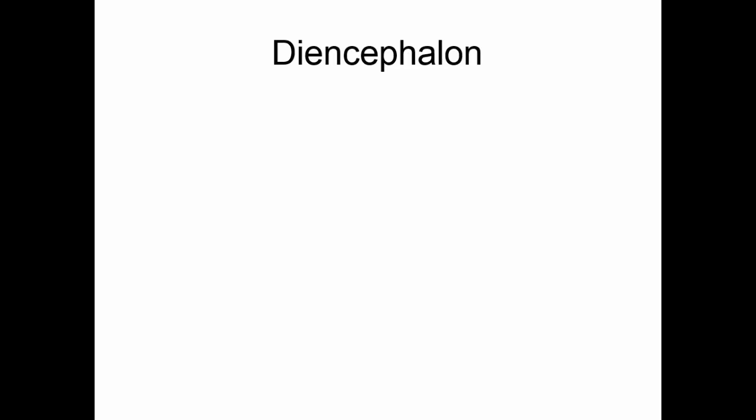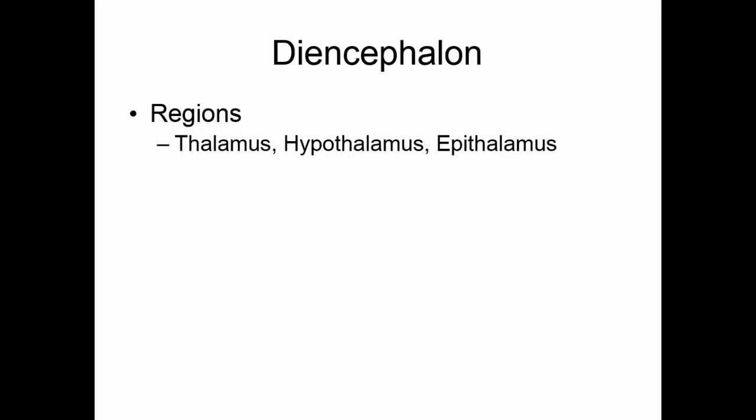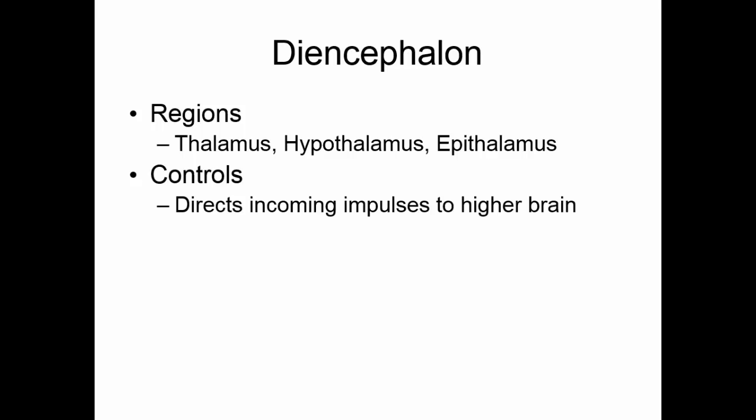The diencephalon can be divided into 3 regions: the thalamus, the hypothalamus, and the epithalamus. This is part of your unconscious brain. Things that come into the diencephalon are directed to the higher brain. So input that's coming in, if it needs to go to your conscious brain, it's directed there. If it needs to go to parts of your unconscious brain, it's directed to the unconscious part.